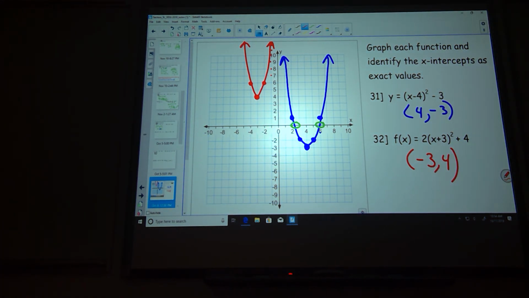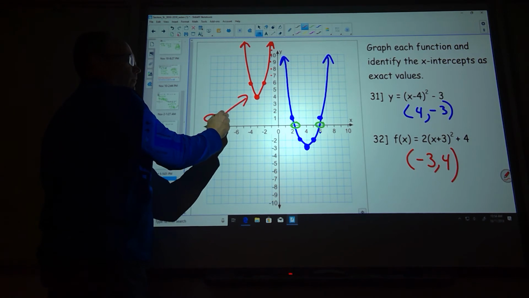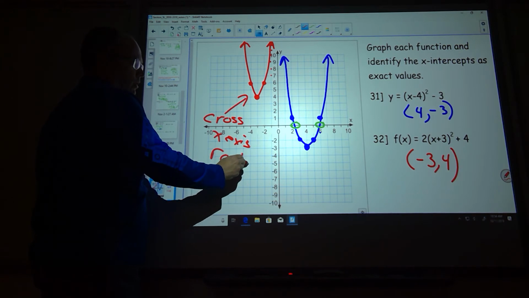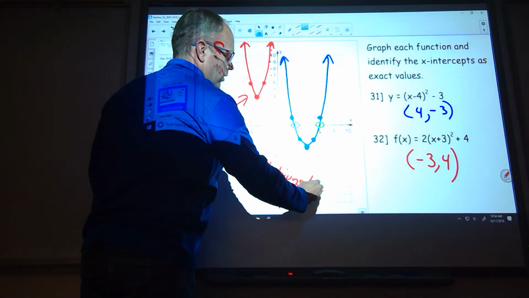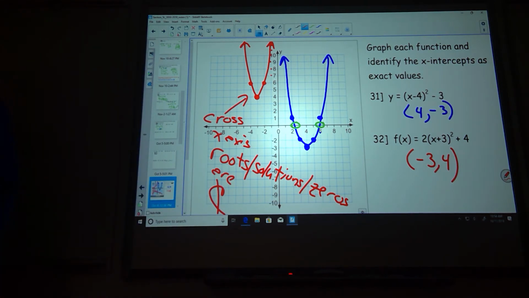Okay, so here's the difference between those. Does this red cross the x-axis? No. So this means that the roots, which another word is solutions, which is another word for zeros, are complex. That's a C with a slash through it. That means they're imaginary. It means that if I multiply that whole thing out and use the quadratic formula, I would wind up with a square root of b squared minus 4ac. When you plug it in, that square root would be negative.